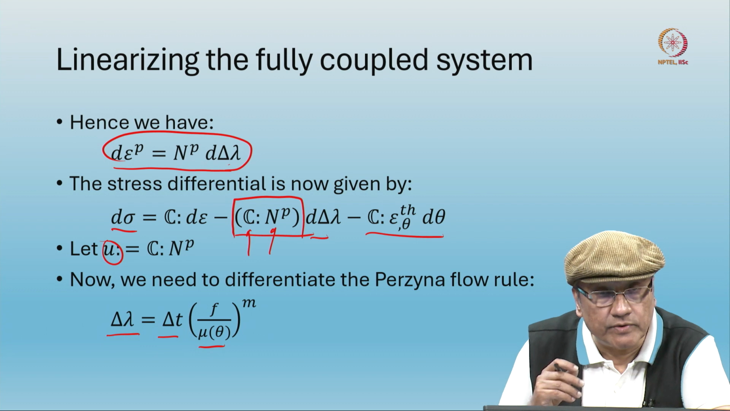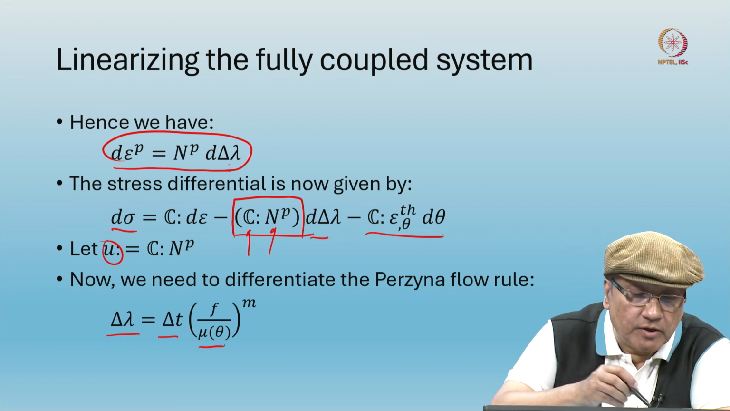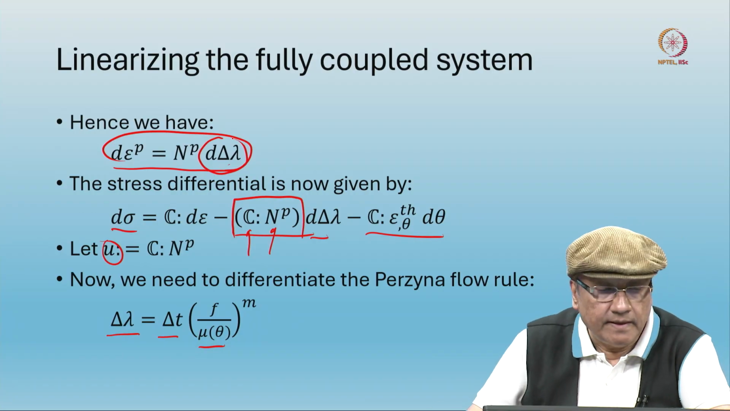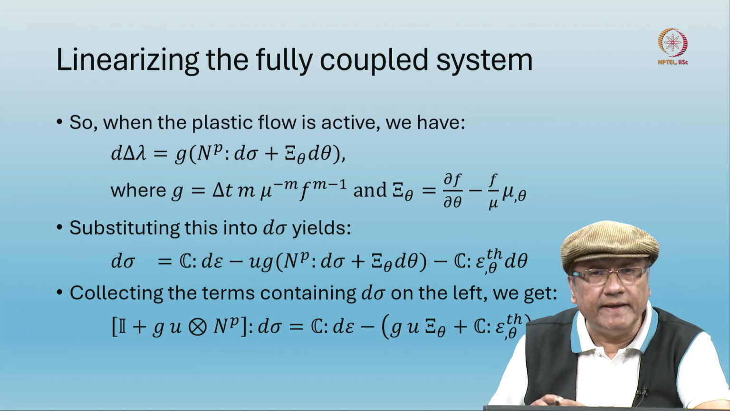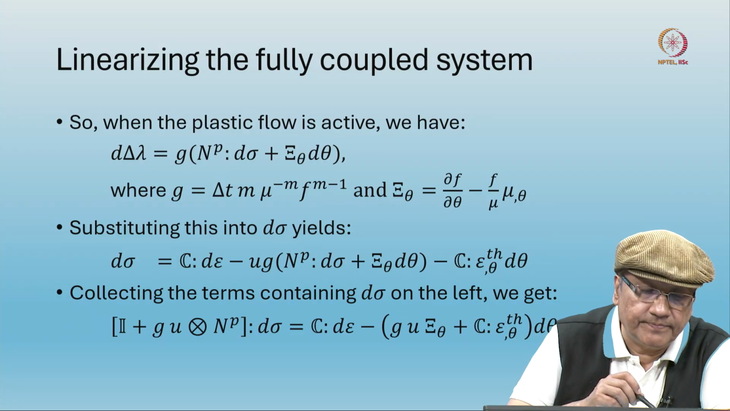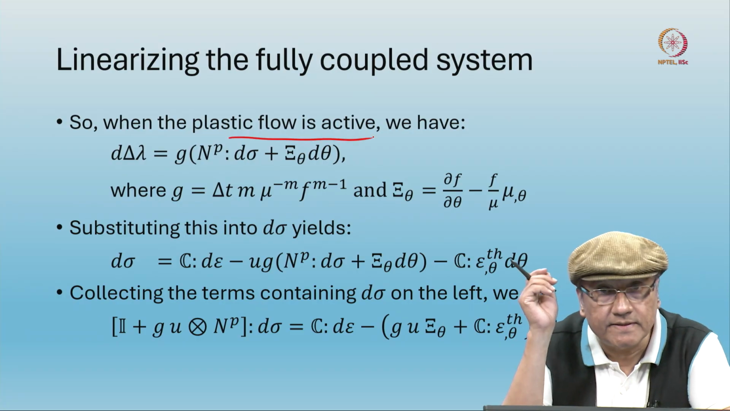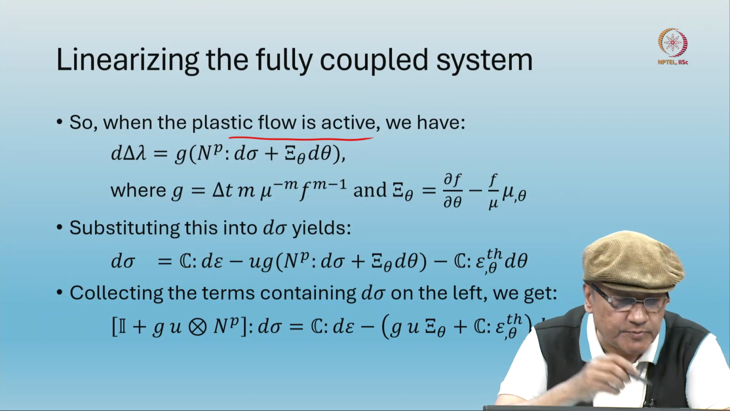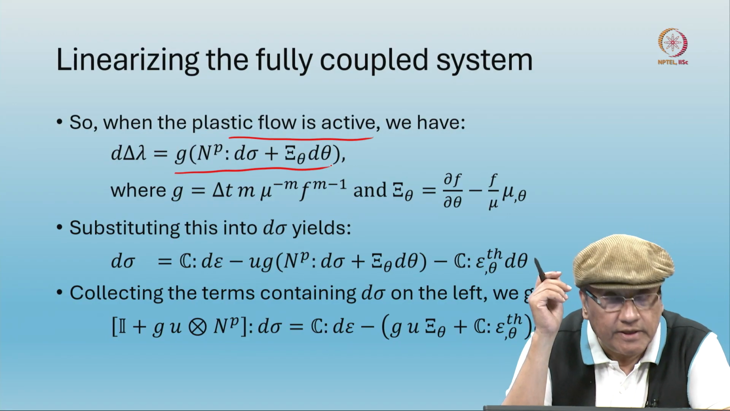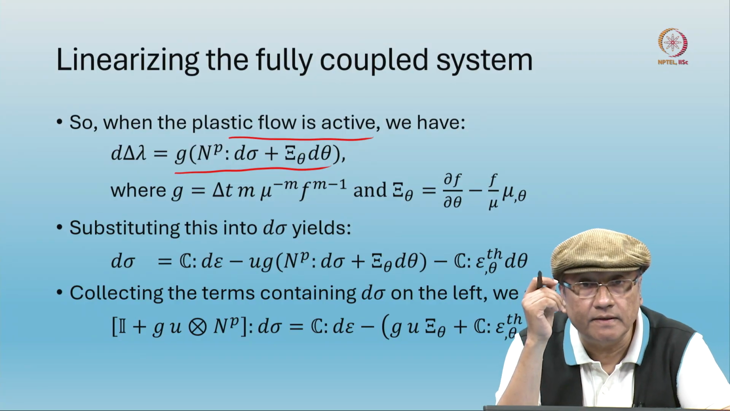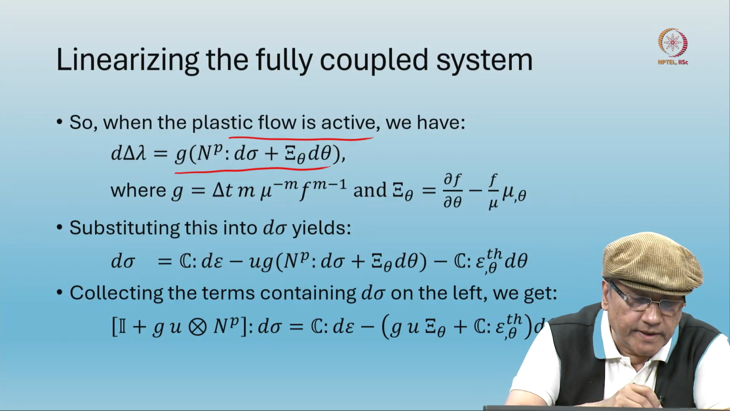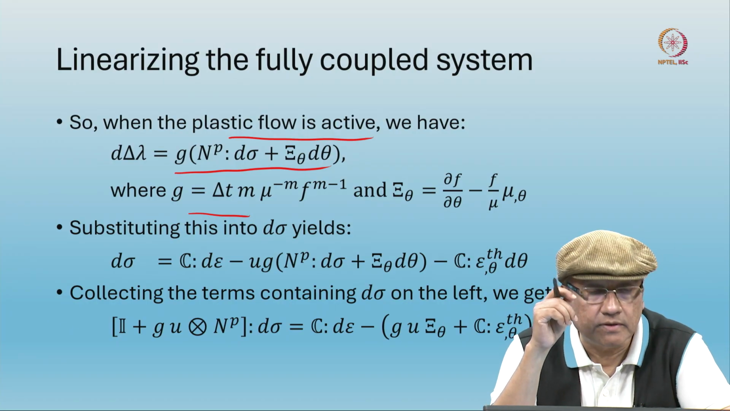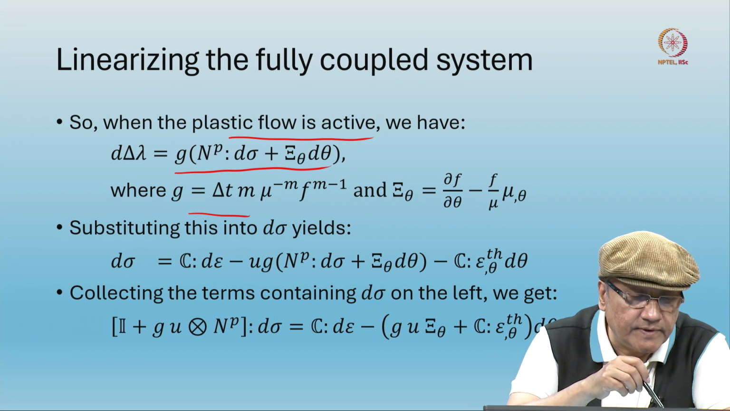Okay, we need to actually take the differential of this because we have this term, right. So we just take a d here, and so we can write this d of delta lambda, when the plastic flow is active, by taking the differential, this expression. g is a scalar which is given here. We have used the same scalar in the last lecture also, if you recall.